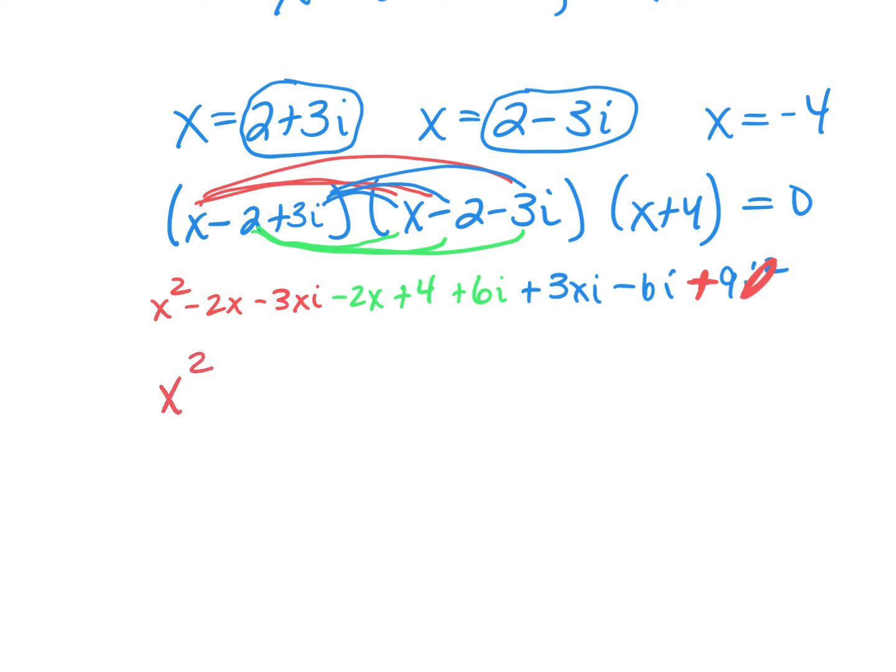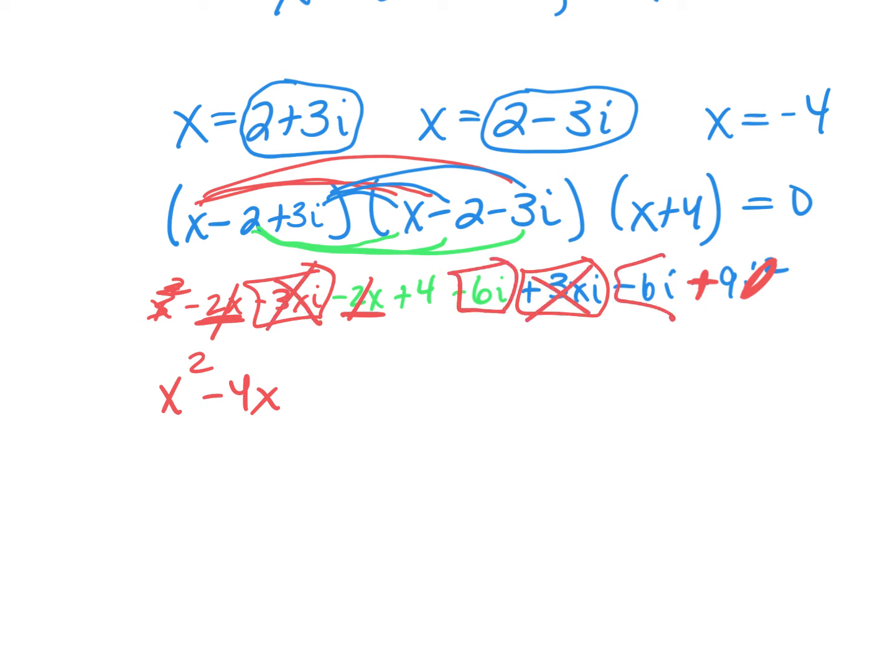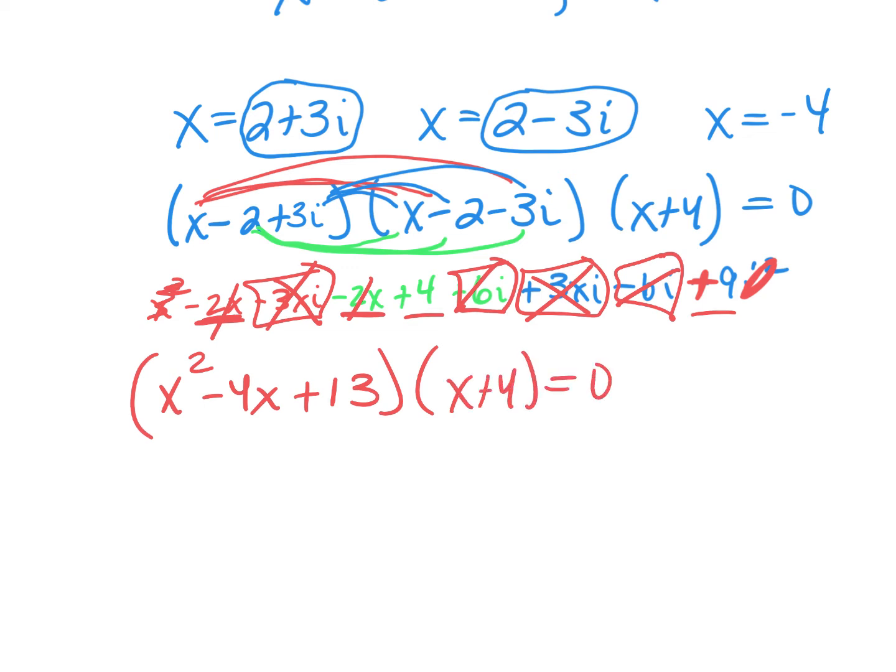I have x squared. Anything else have an x squared? No. So I have a negative 2x and a negative 2x gives me what? Negative 4x, okay. I have a negative 3xi and a positive 3xi. It cancels out. I have a positive 6i and a negative 6i. What happens? Cancels out. So then I have 4 plus 9. 13, okay? You guys with me? And then don't forget about our random x plus 4 up there. So x plus 4 equals 0.